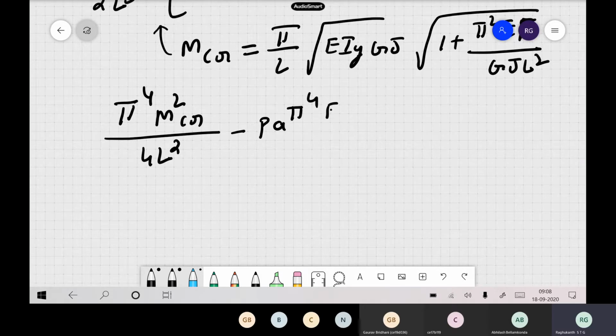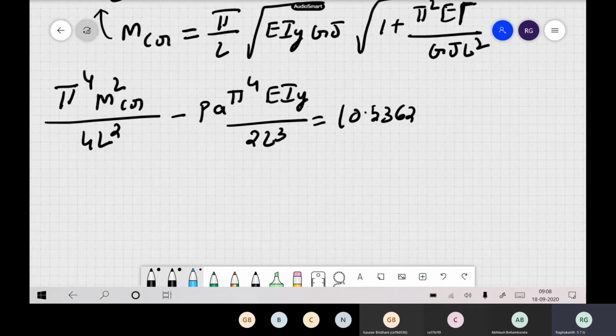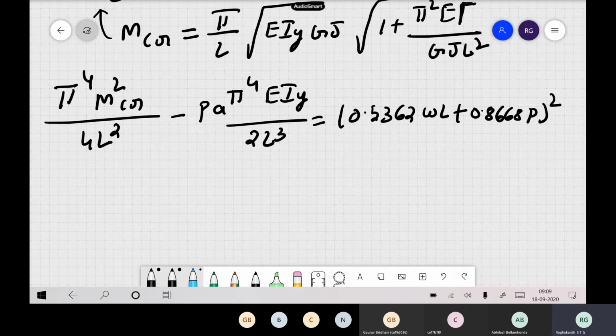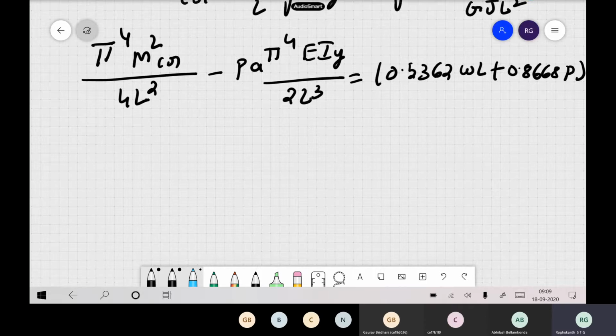So pi to the power of 4 E Iy by 2 times L cubed. This right hand side is going to remain the same: 0.5362 wL plus 0.8668 times P, whole squared. So this is the equation you have to solve to get our buckling loads. You can check whether you have got the correct result or not. Suppose a is equal to 0, what is the meaning of this expression? If a is 0, what does it tell us?